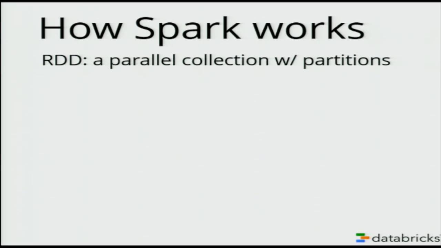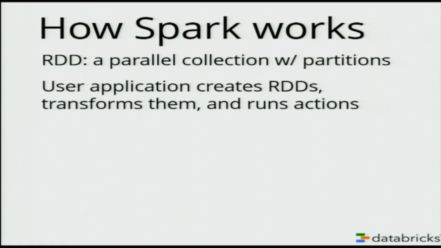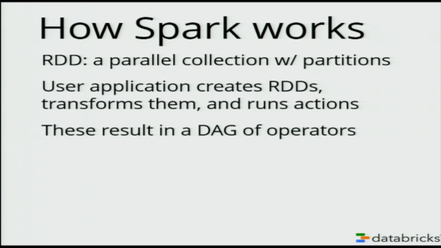But the key abstraction in Spark is this resilient distributed data set. It's essentially a big parallel collection of objects with partitions. So the objects are partitioned into different smaller subsets. A user application in Spark will create RDDs, do transformations and actions on them, and that's the main way you interact with data in Spark.